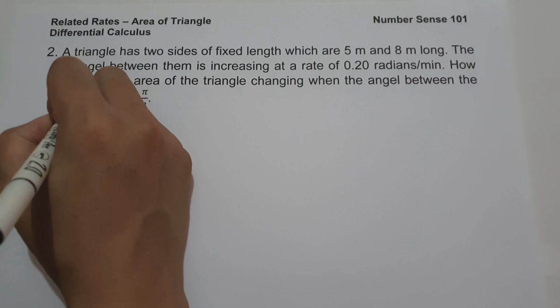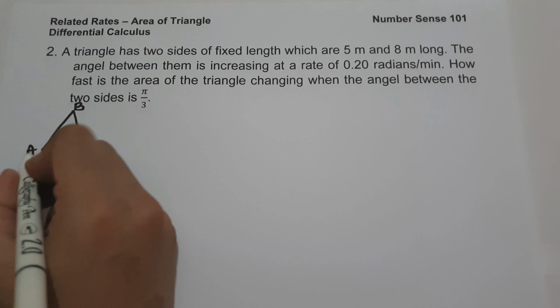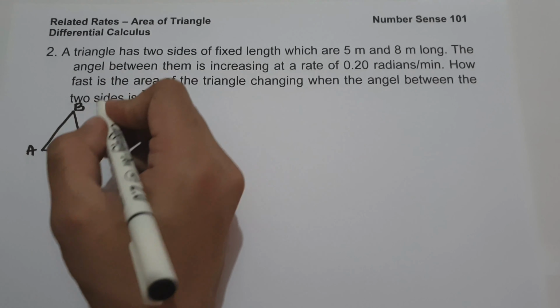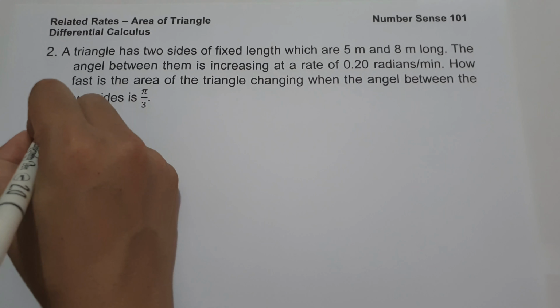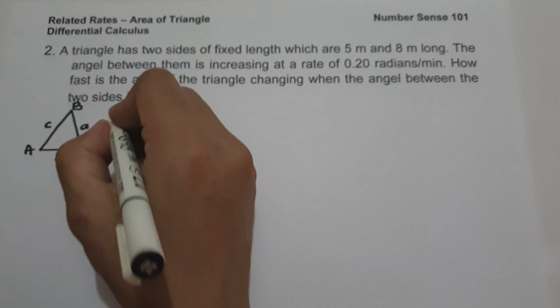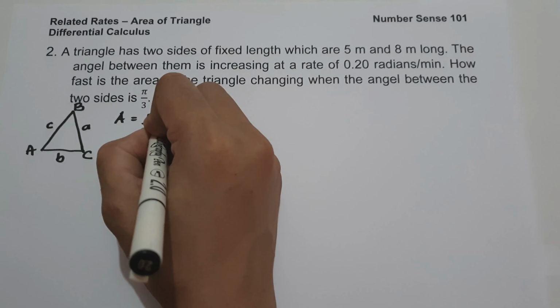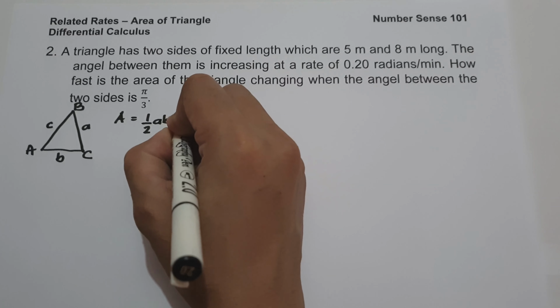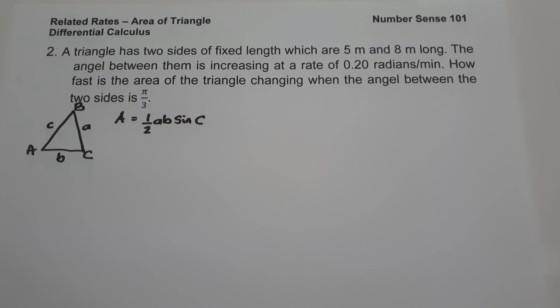A, B, and C. Across angle A is side a. Across angle B is side b. And across angle C is side c. And the formula to find the area of this triangle is area equals 1/2 a times b multiplied by sine C. All capital letters represent an angle, and all small letters represent sides.